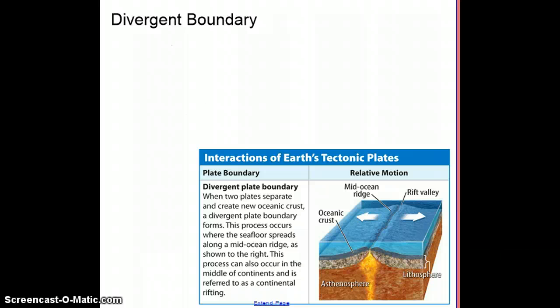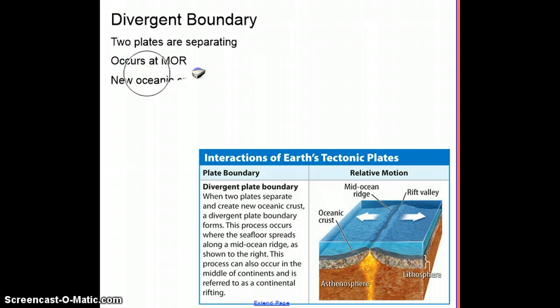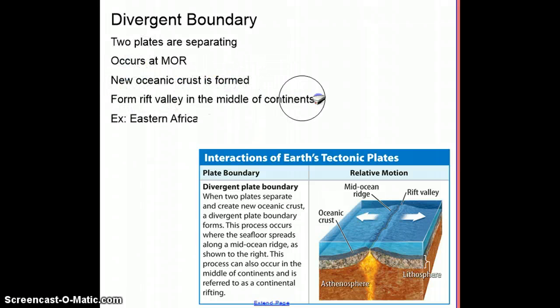The first plate boundary that we're going to look at is a divergent plate boundary, and divergent means to separate. So really what we're going to see here is two plates separating. And this is going to occur at the mid-ocean ridge. We've talked about that. It should be familiar to you from seafloor spreading. The MOR, again, just to remind you, is the mid-ocean ridge. And that's where we're going to see new oceanic crust being formed.